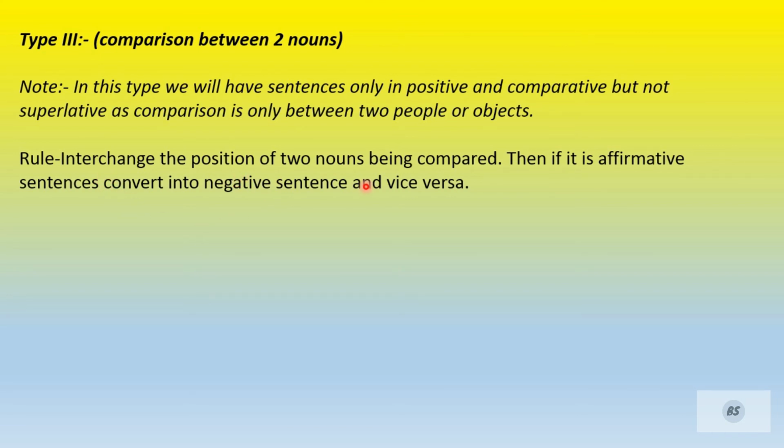Interchange the position of the two nouns being compared. Then if it is an affirmative sentence, convert it into a negative sentence and vice versa. That means if the sentence is positive, we will make it negative, and if it is negative, we will make it positive, so that meaning does not change. Why? Because we have to interchange the position of nouns. Let's see an example, you will understand better.